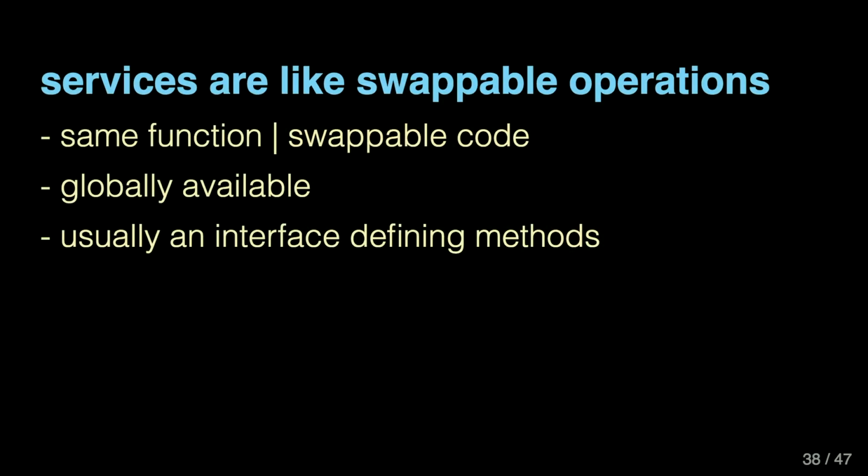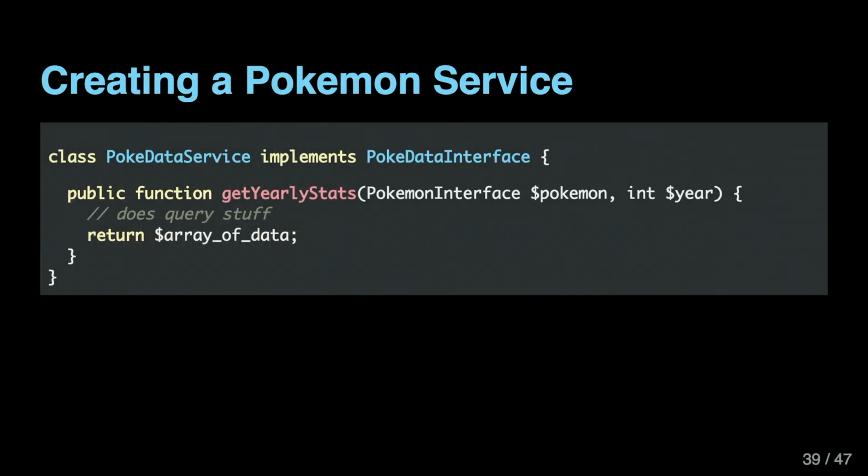Services are like swappable operations. I think of them as the functionality is the same, but the code implementation can be different. So you could have 2 or 3 services that do the same thing for you, like retrieving data or sending an email, but they can all do it in different ways. Services are generally globally available, so you can use them in your classes, and there's usually an interface that comes with it. So it'll be a service that's implementing an interface that has the base functionality for that service. So if we look at creating our Pokemon service, we'll call it class PokeData service because we're going to get our data for our Pokemon, implementing a PokeData interface.